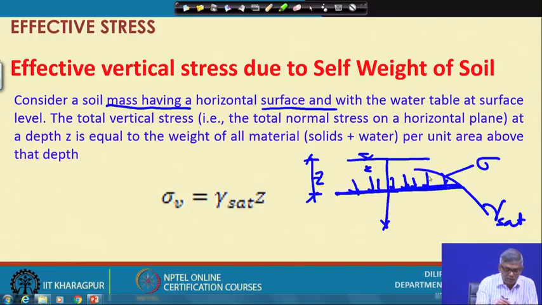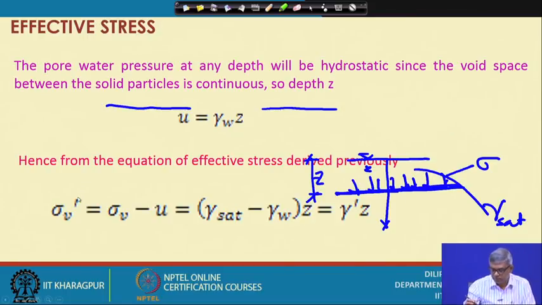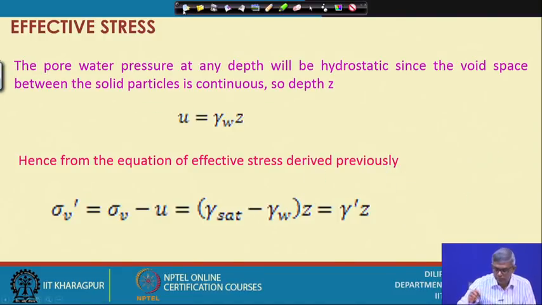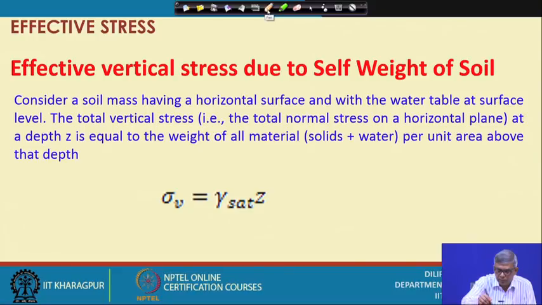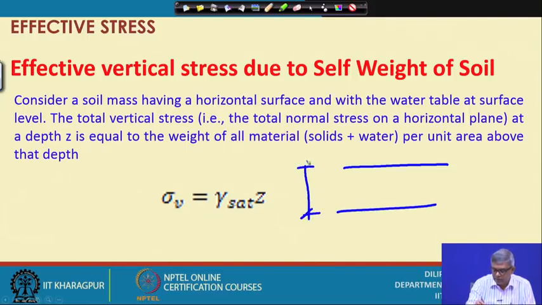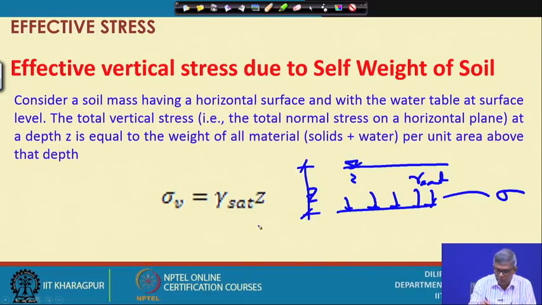If I take a soil column like this, as I have drawn before, at a depth z, and the water table is also here, this zone will have gamma equal to gamma sat. I want to find out what the pressure is at this level, which is nothing but sigma. Now, if I consider a soil column of unit cross section area, then what is the weight of this soil column?